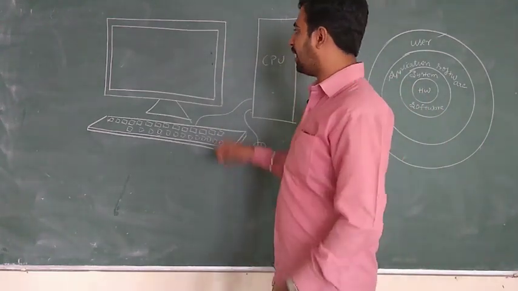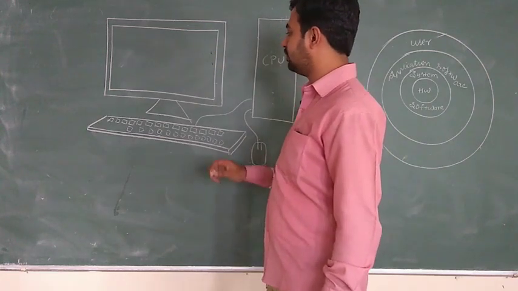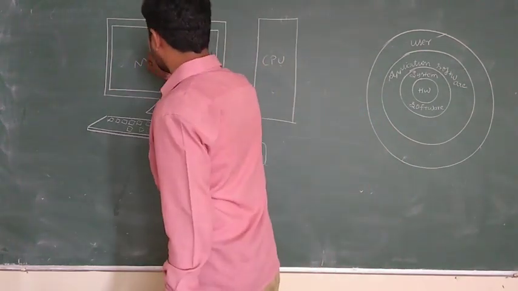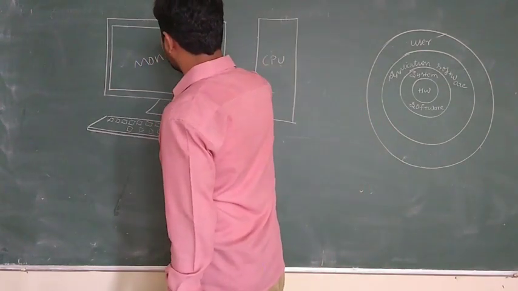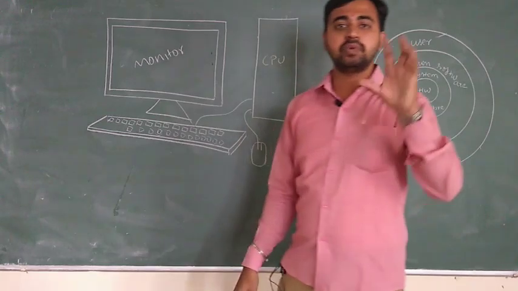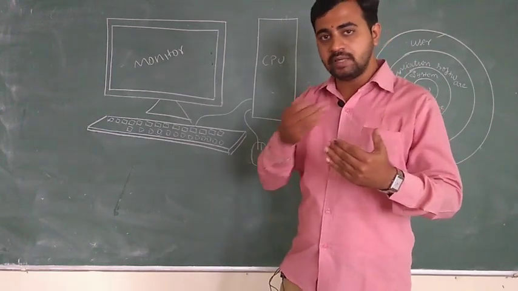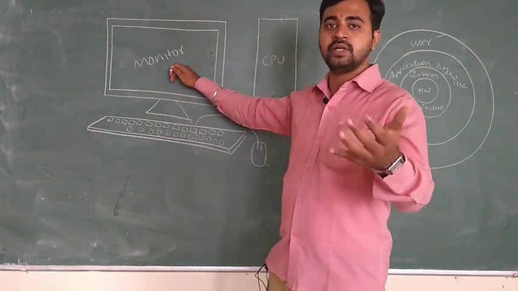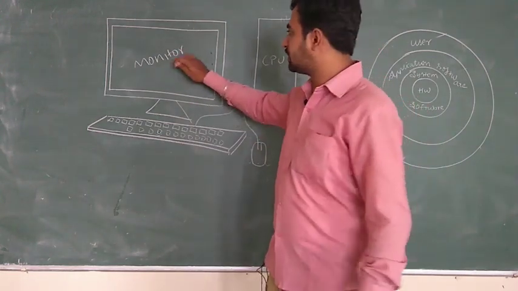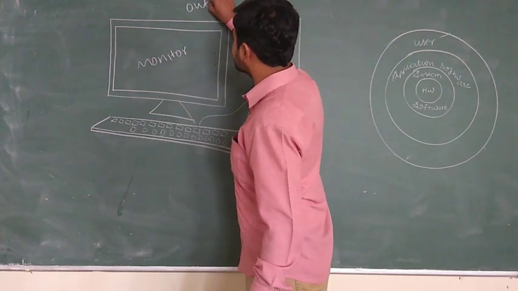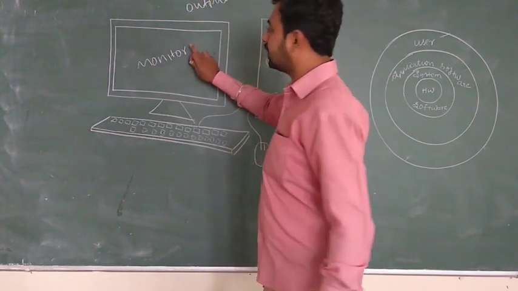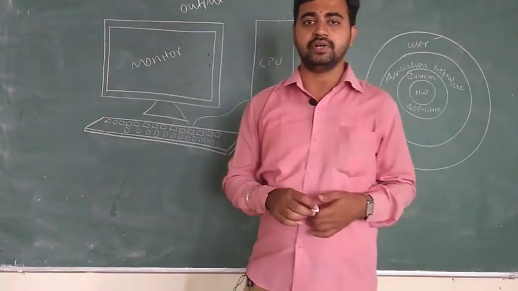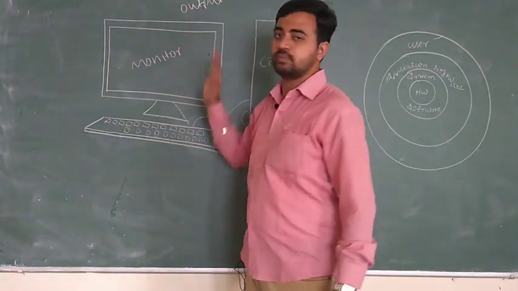So now we have the system. This part is called the monitor. It displays the information. It will not take any input actually. It displays the information from the computer system, where the user can view it. So this is called an output device. There are two types of devices, input device and output device. The monitor comes under output device.